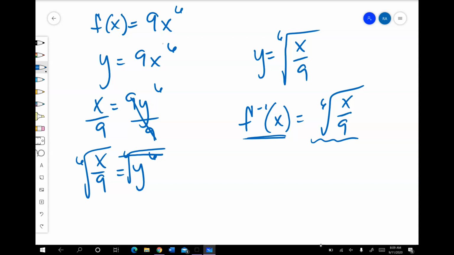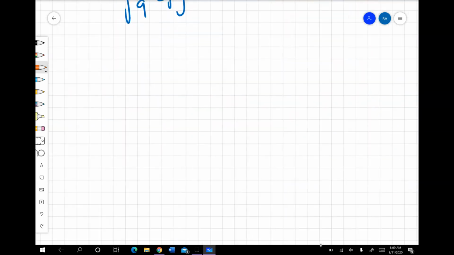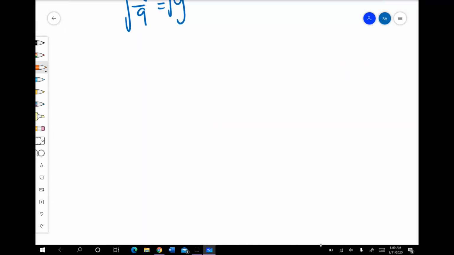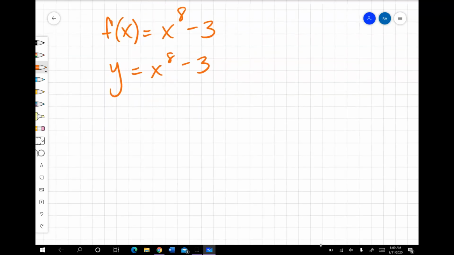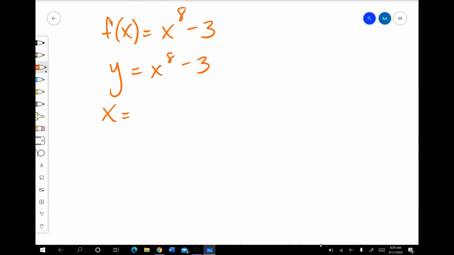All right. Okay, so now let's do another one. So we're going to do f of x is equal to x to the 8th minus 3. Change f of x to y. Switch x and y.